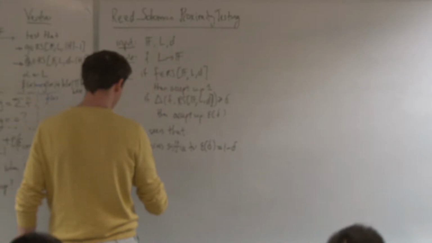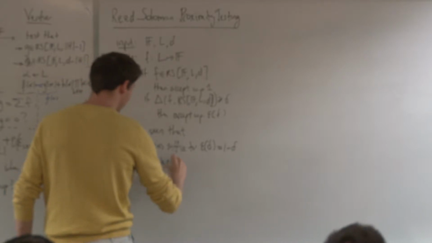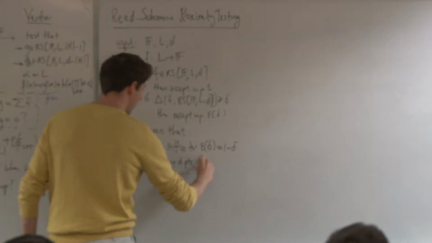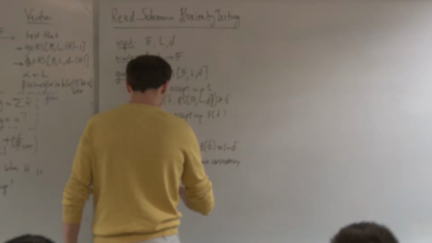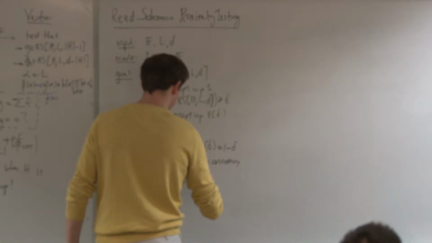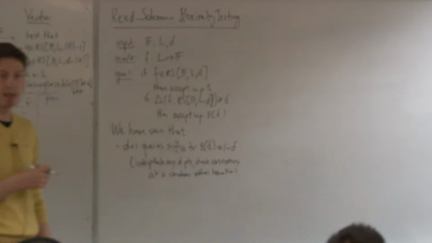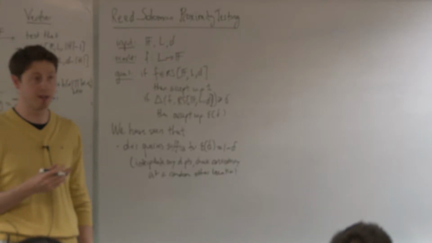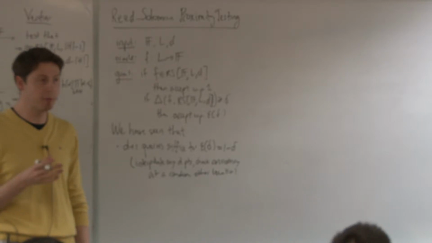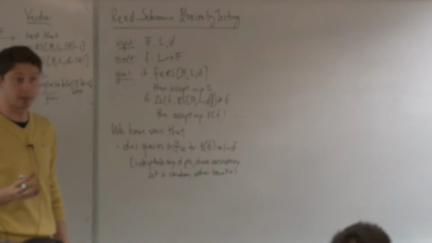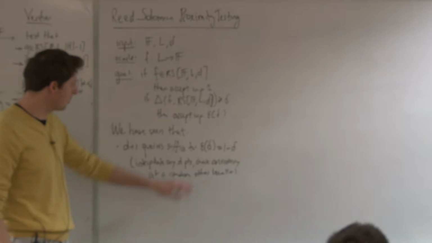And the test was basically just interpolate any D points and check consistency at a random other location. Okay, so basically we're taking any D points in a domain, for example, the first D points of L, you interpolate, you get a polynomial, and now you pick a random point in L, and you compare whether f and your interpolation agree.